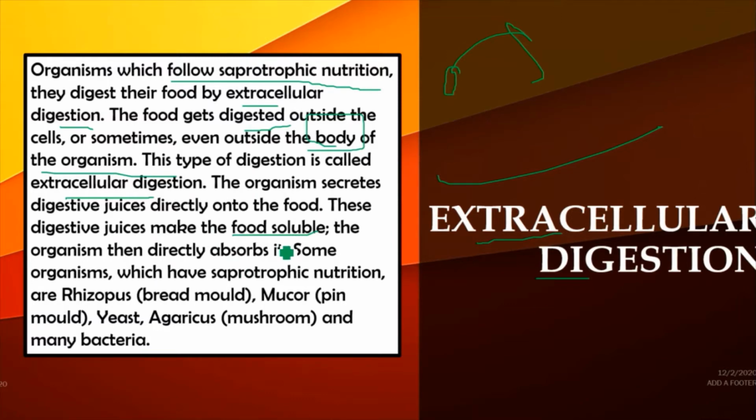Now, here are some examples of these saprotrophic nutrition organisms, that are Rhizopus, that is a bread mold, Mucor, that's a pin mold, and yeast, Agaricus, that is the scientific name of mushroom, and many bacteria like these.